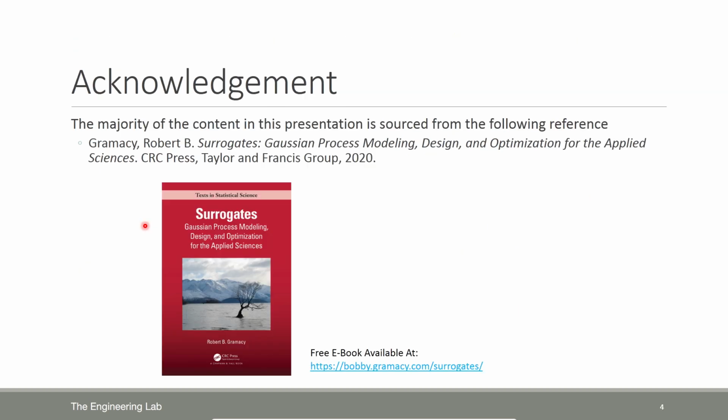Now, quick acknowledgement. Most of this presentation is sourced from this book, Surrogates: Gaussian Process Modeling, Design and Optimization for the Applied Sciences. This was written by Dr. Gramacy. This is an excellent book, in my opinion, for anyone who's new, coming from an engineering background. This book does a great job of illustrating the fundamentals of everything I'm talking about in this presentation, and the author gives you code so that if you wanted to do this by hand, you can confirm you have the process well understood. So that's why I like it. The code can validate the hand calculations.